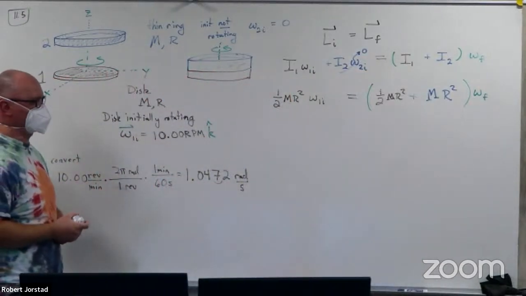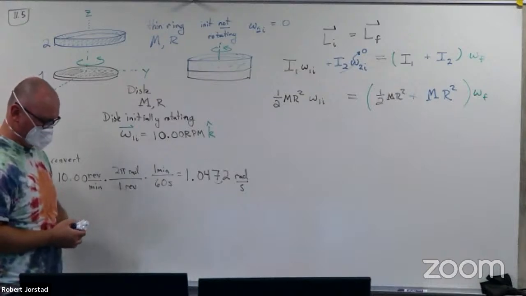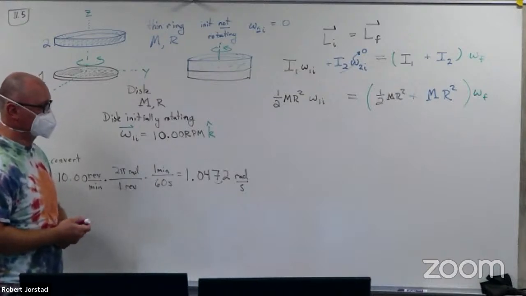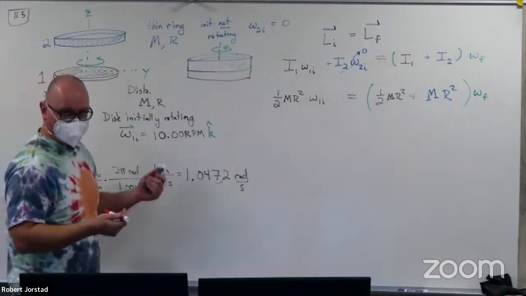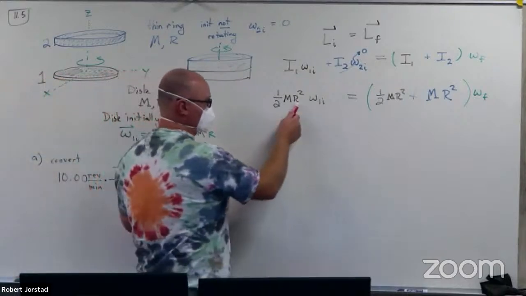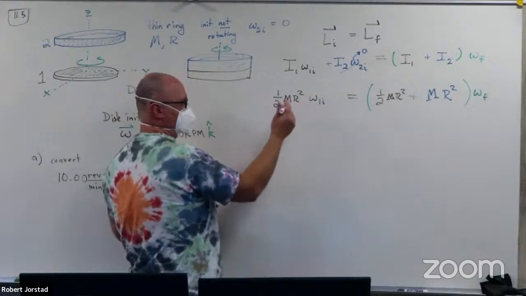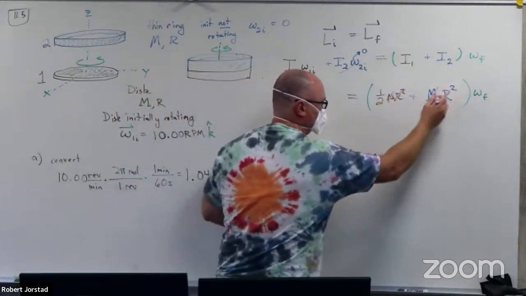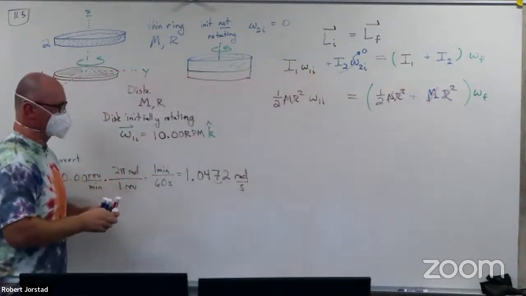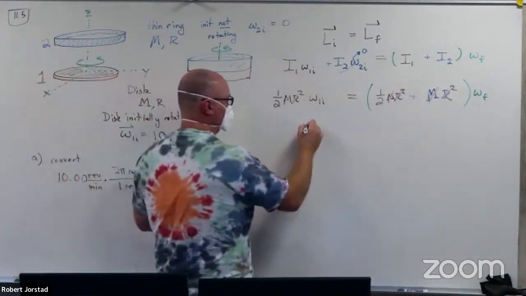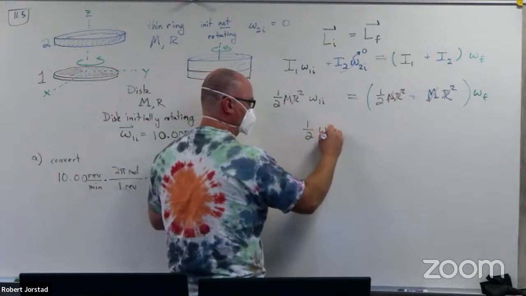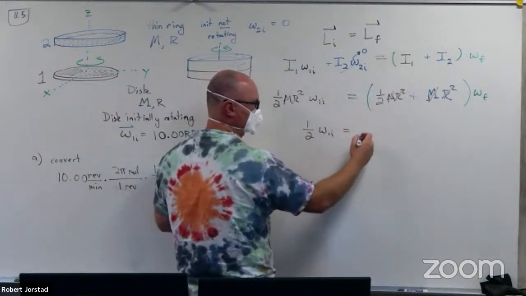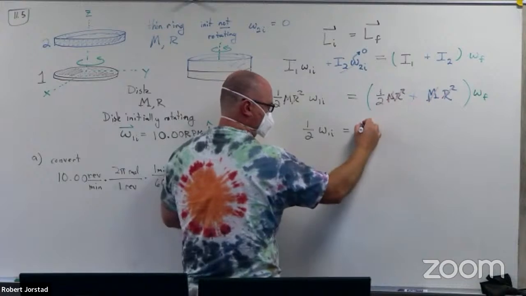What does every term have in it? M. What else? Yeah, in this special problem, they all have the same R and the same M. So basically only the shape factors survive. So now I can rewrite this a little bit more cleanly. I get a 1/2 omega 1 initial is equal to, what's that gonna be, 3/2?